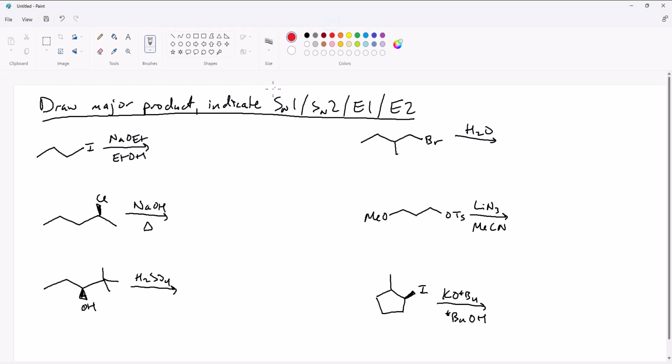So, if we look at this first one, let's go through each piece and examine what we expect to happen here. So we have a primary alkyl halide, we have a strong base, we have a polar protic solvent, and we're at room temperature. Room temperature indicates that we're probably doing a nucleophilic substitution. Strong base indicates maybe elimination, but if we look at the alkyl halide, we are at a primary alkyl halide, so that's probably going to be a nucleophilic substitution.